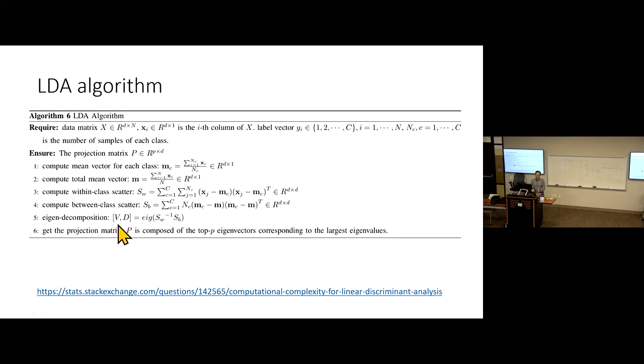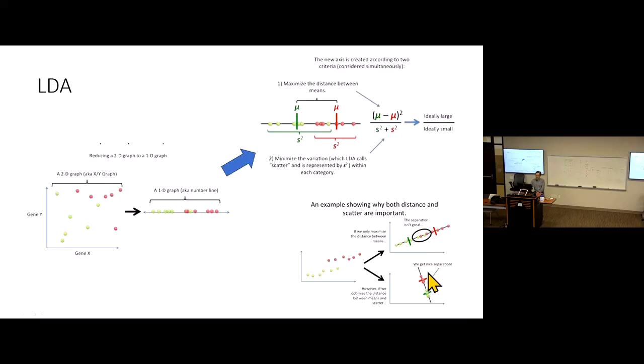Then there's an eigendecomposition procedure. To do this, you have the within-class scatter and the between-class scatter together, and this is a square matrix. Then you do this to find basically the direction of this vector. Okay.